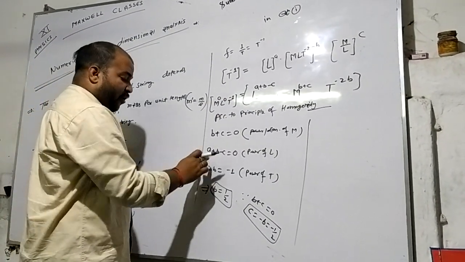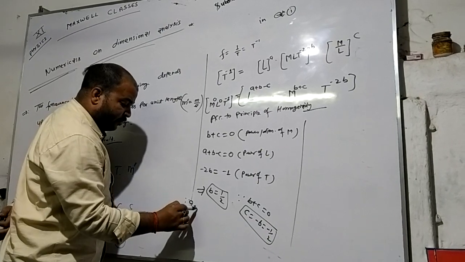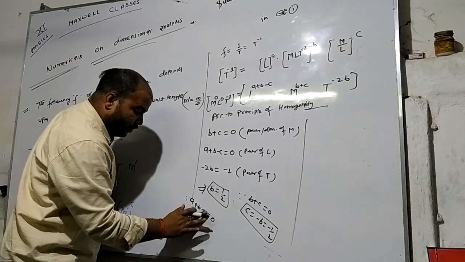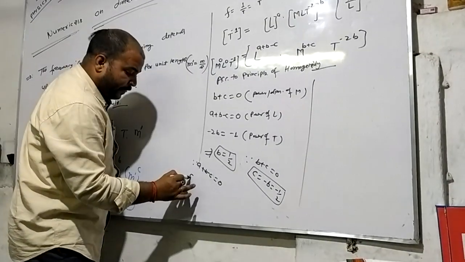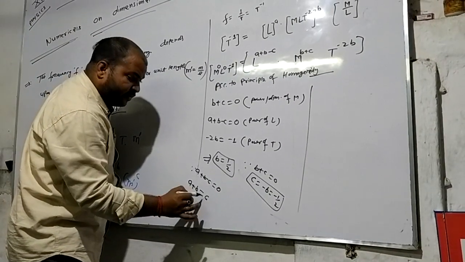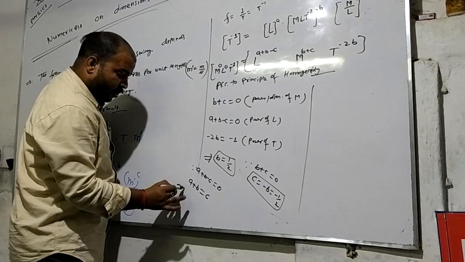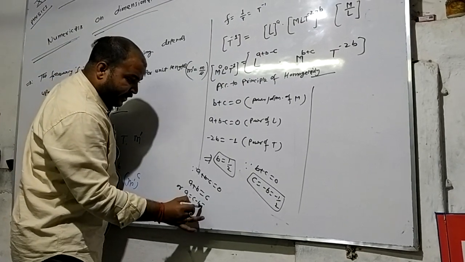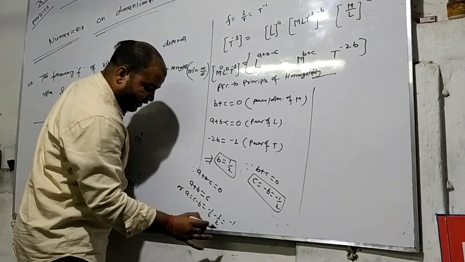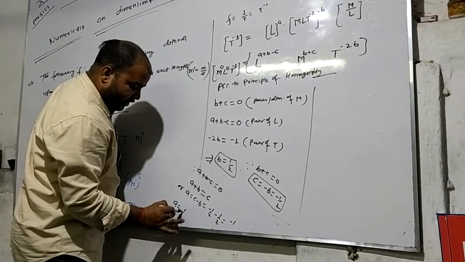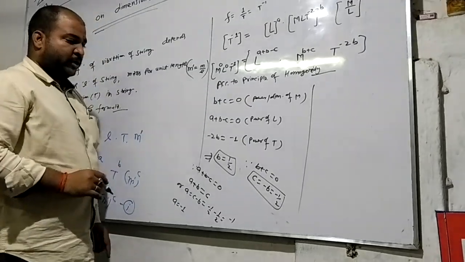Okay. Now the value of a: a plus b minus c equals 0. So we can say a plus b equals c, or a equals c minus b, minus half minus half, we can say minus 1. The value of a is minus 1.